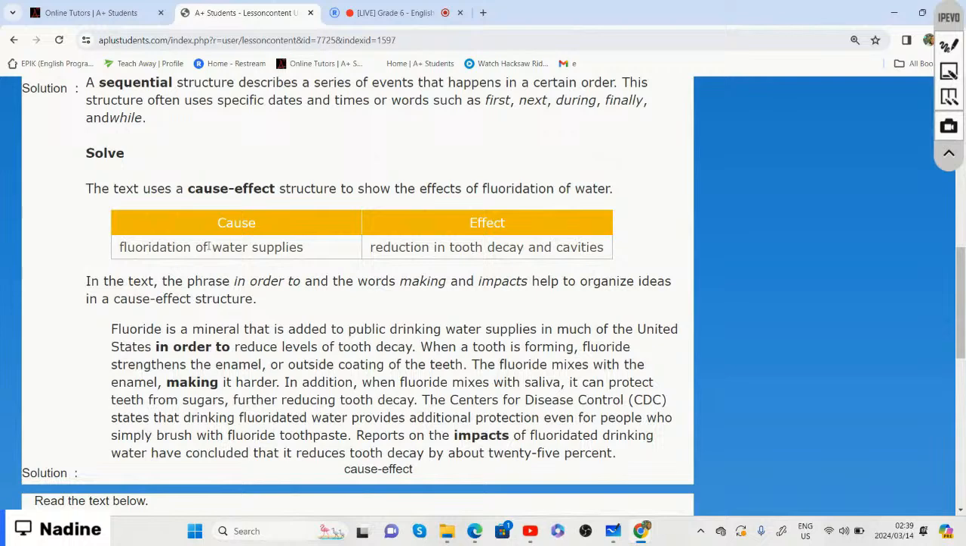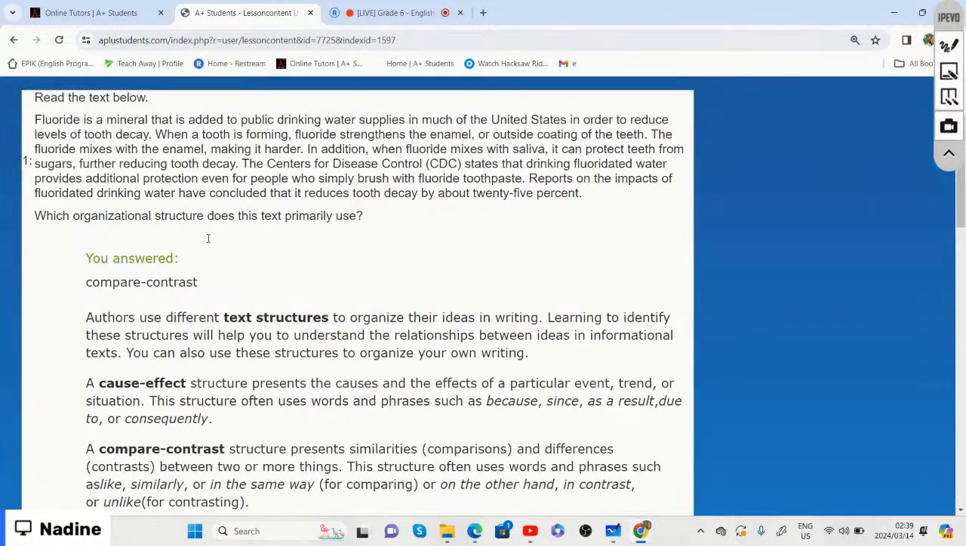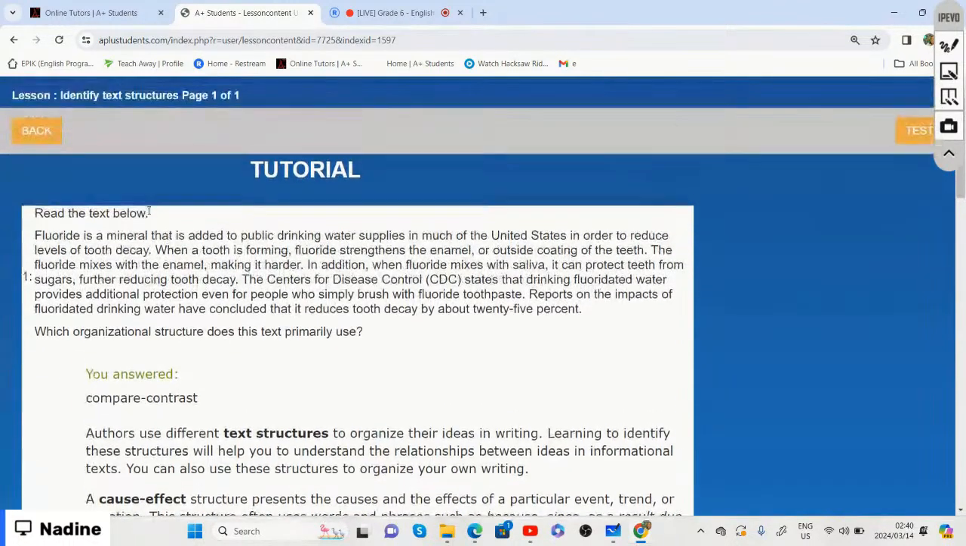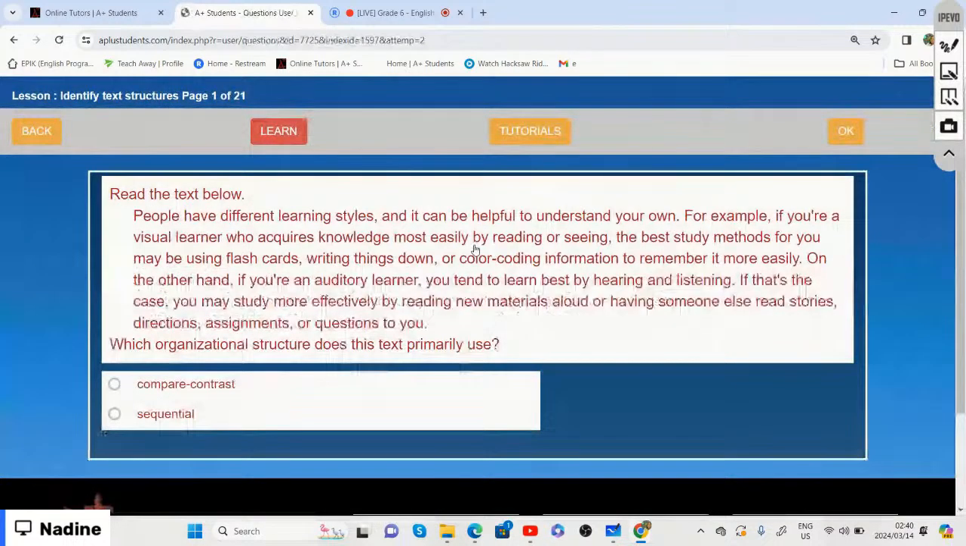All right, so we need to select the main idea within, not even the main idea, we need to basically identify the text structures. So now we're going to begin our test. We need to say which type of structure it is. So we need to look at the text.